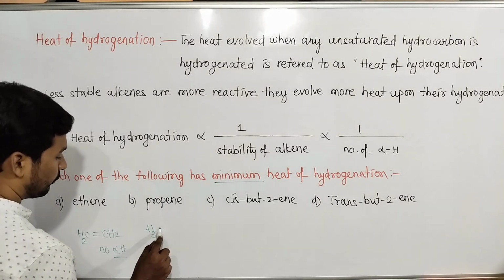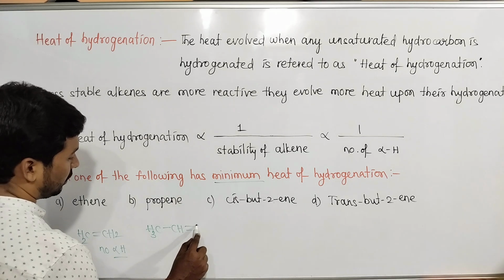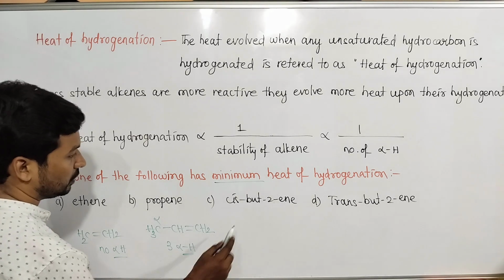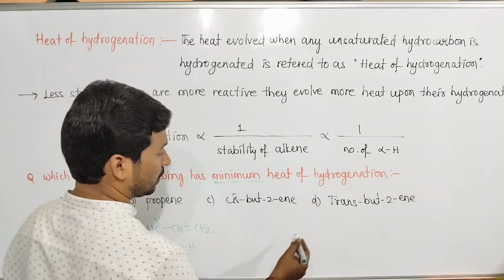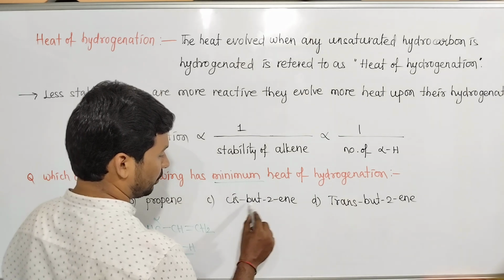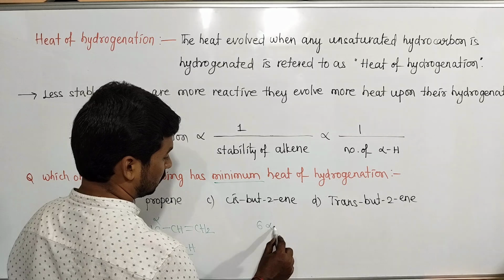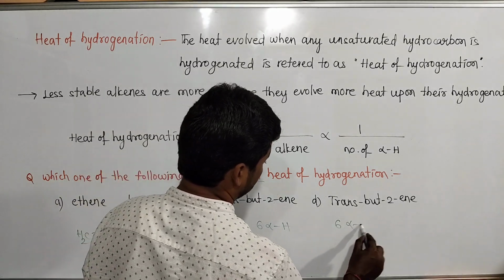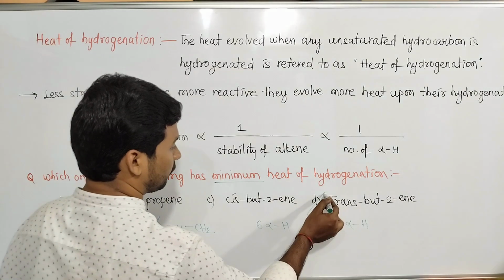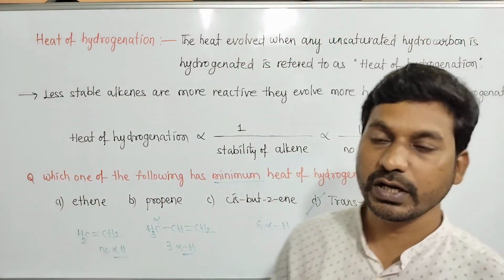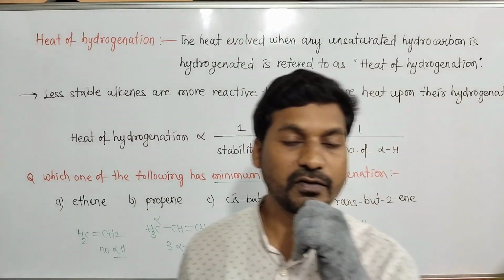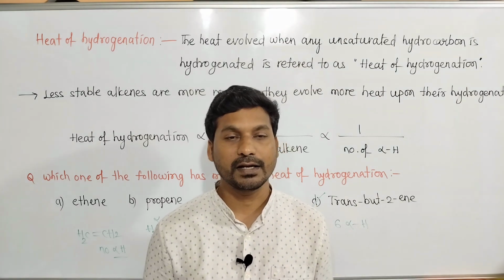In propene, only 3 alpha hydrogens. In cis-butene, between cis and trans, trans is more stable. So in butene, here how many? 6 alpha hydrogens. Here 6 alpha hydrogens. Minimum heat of hydrogenation means maximum stability, that is definitely D. Trans-butene is more stable compared to cis-butene. Okay, so hope you understood well. This is about the hyperconjugation topic and heat of hydrogenation.